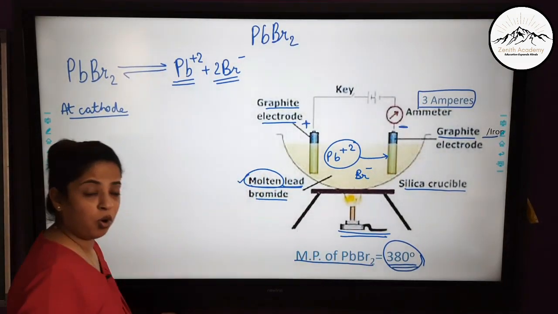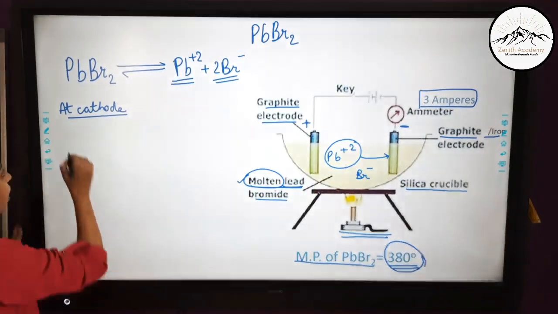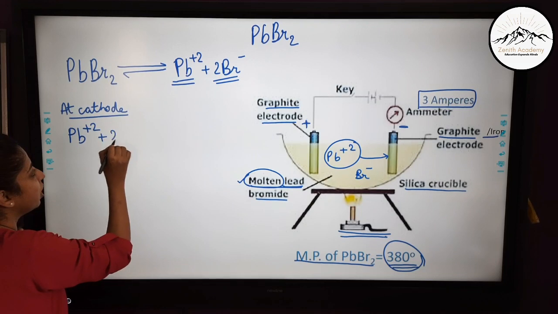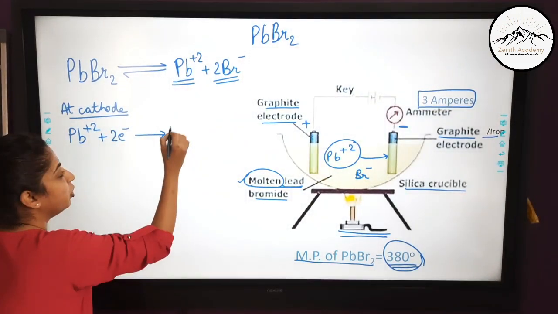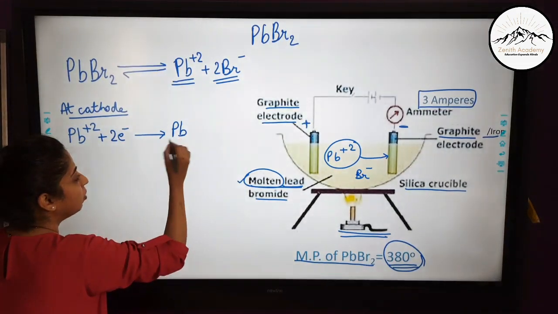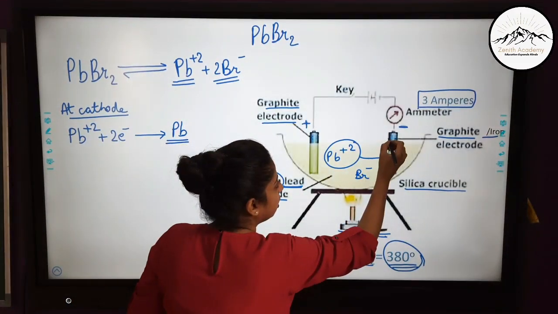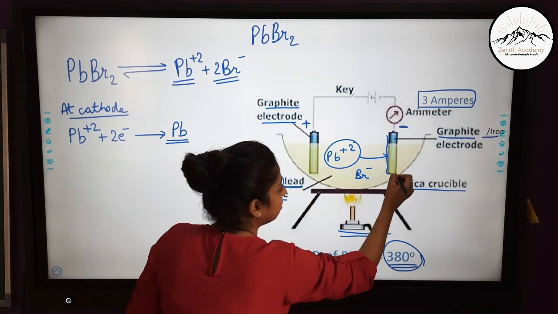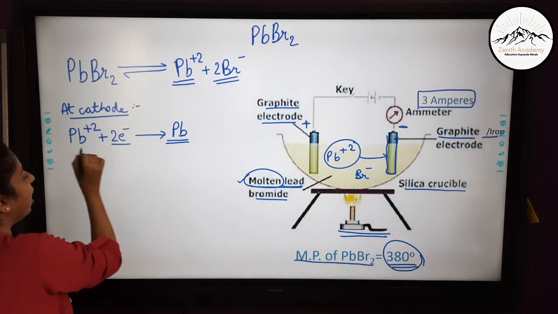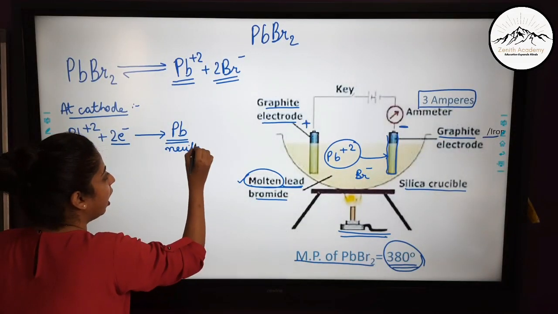Now the cathode gives the electrons, and lead ions need electrons. So at the cathode what happens? Pb plus 2 goes there and accepts 2 electrons to form neutral lead metal. So this is one atom of neutral lead. This now gets deposited here. As the reaction proceeds, this lead keeps on depositing here, because the cathode donates electrons and this lead is accepting these electrons to form a neutral atom of lead.